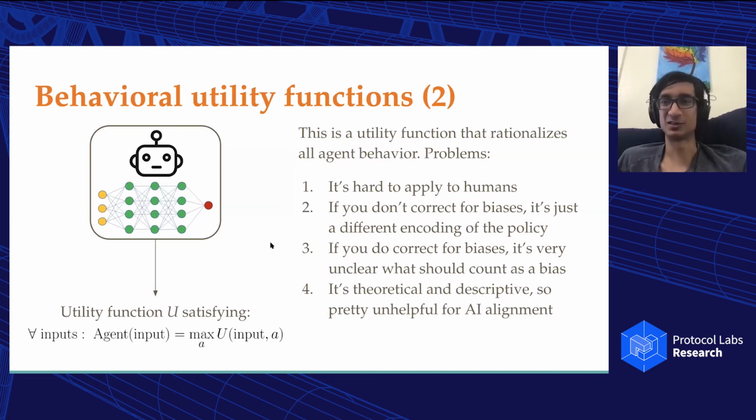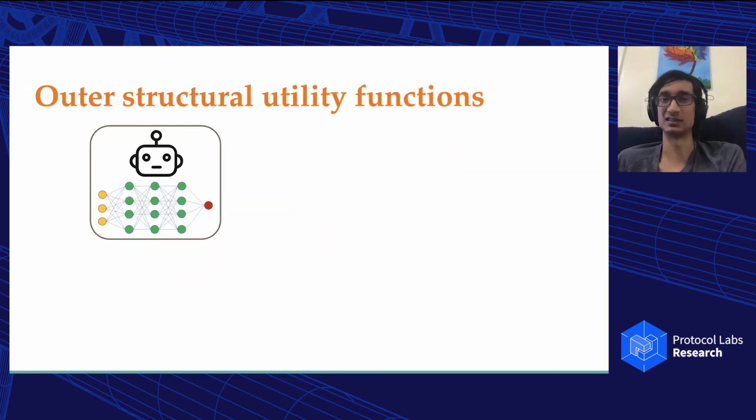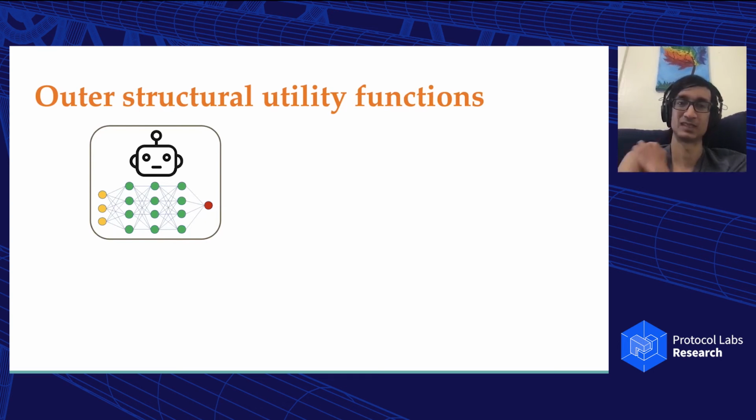So those are two types of behavioral utility functions. The next type of utility functions we can try are structural utility functions. Structural utility functions are ones that, rather than looking at the behavior of the AI system, look at some internal property of the AI system or of the training procedure for the AI system and identify that as the utility function. This is probably the more canonical sense in which you would have seen the term utility function.